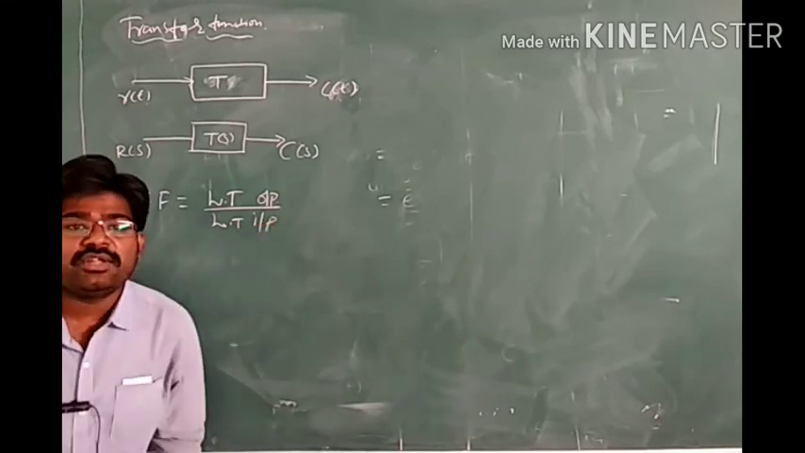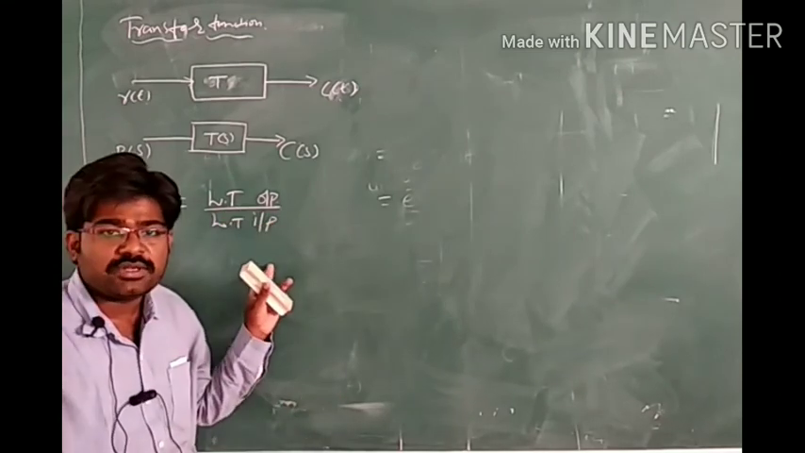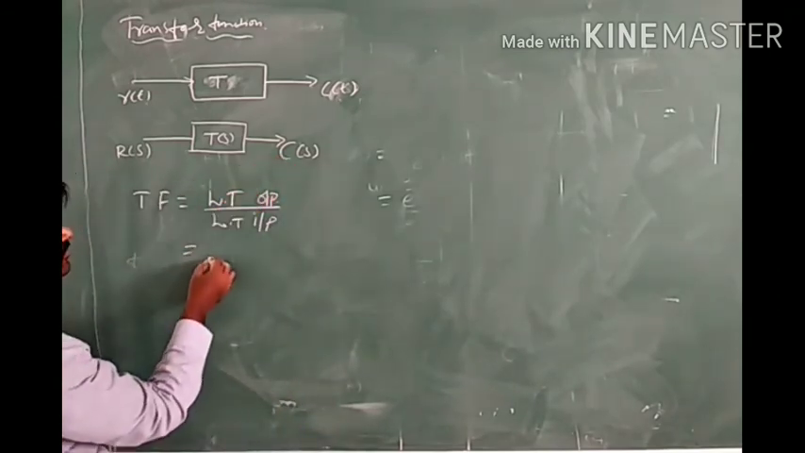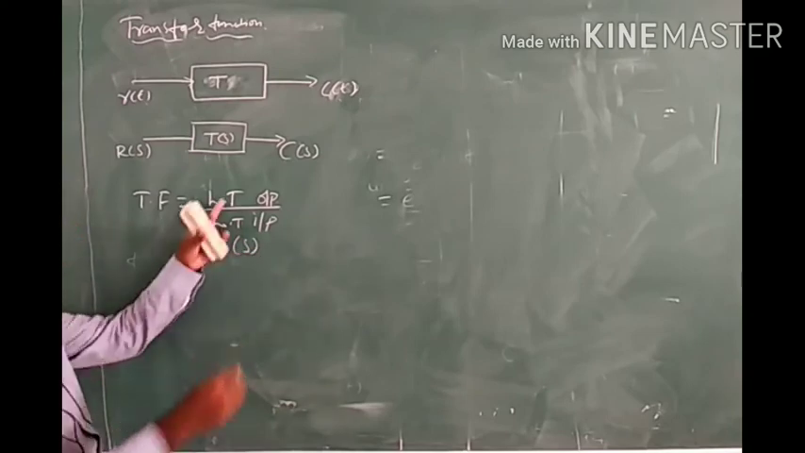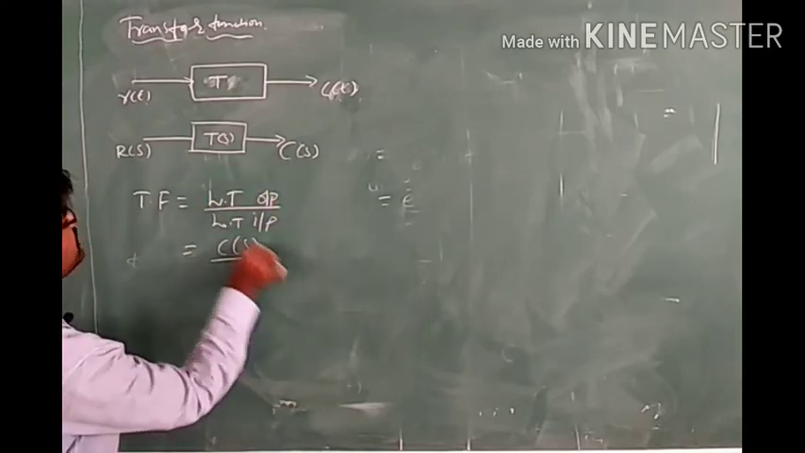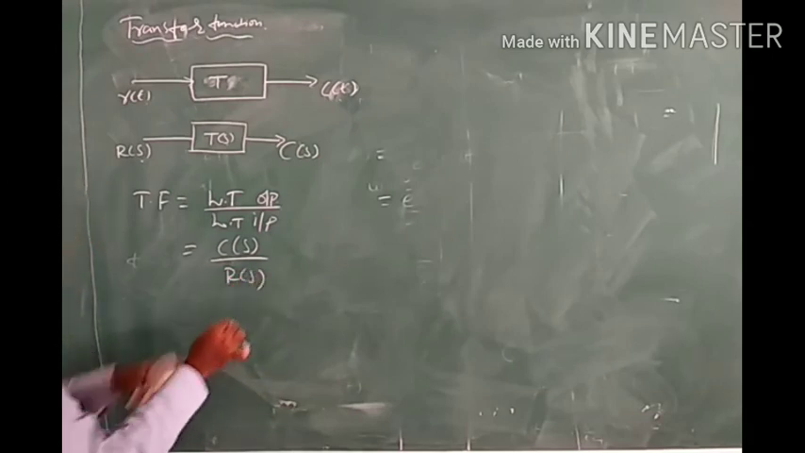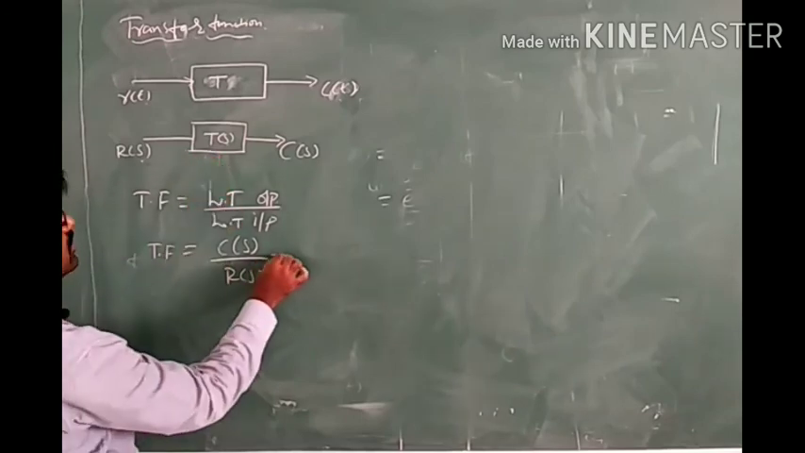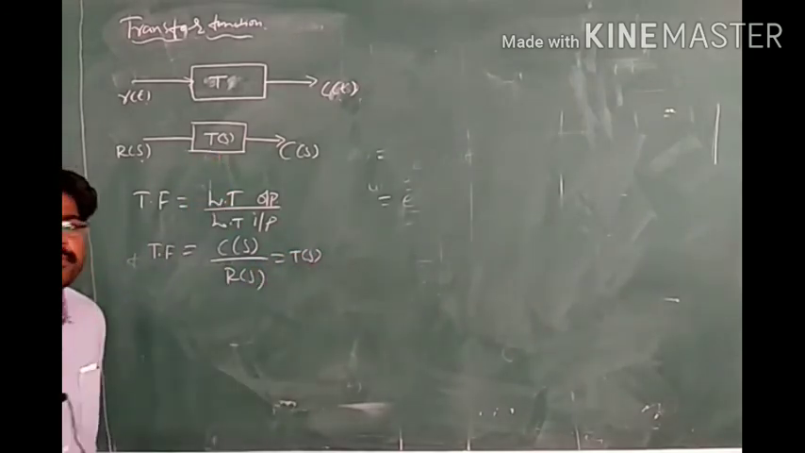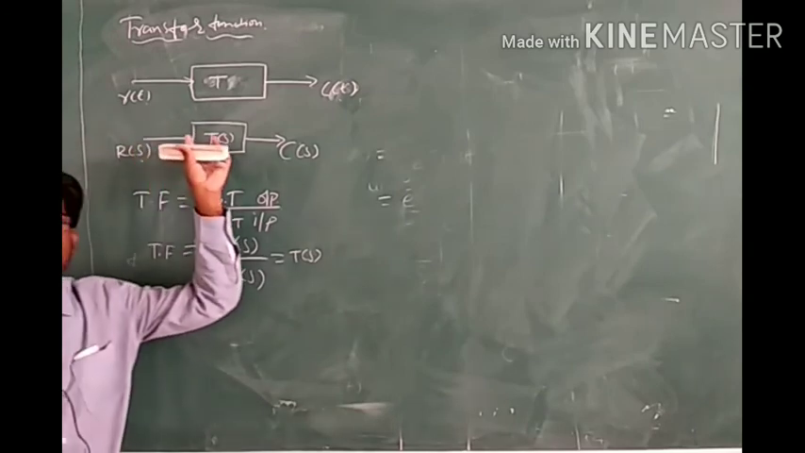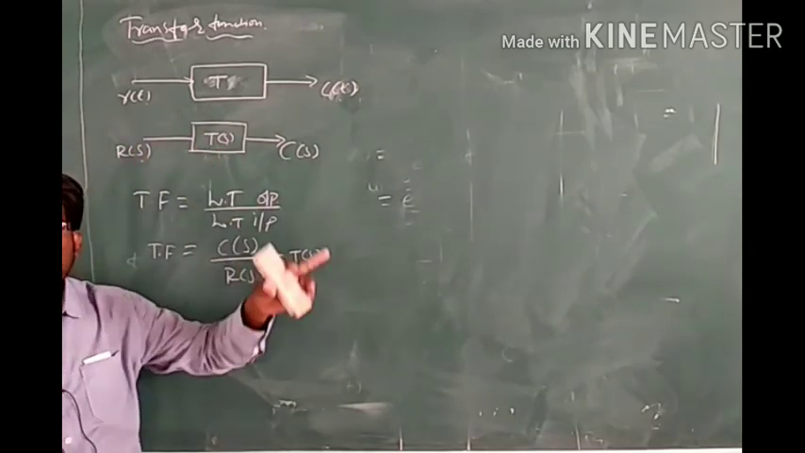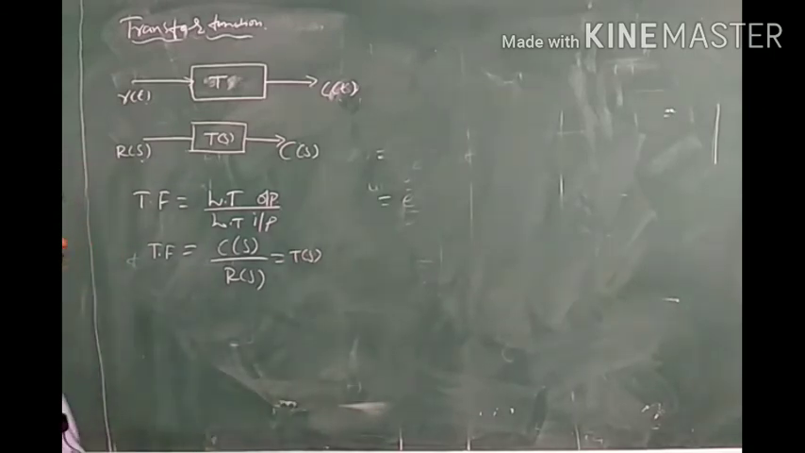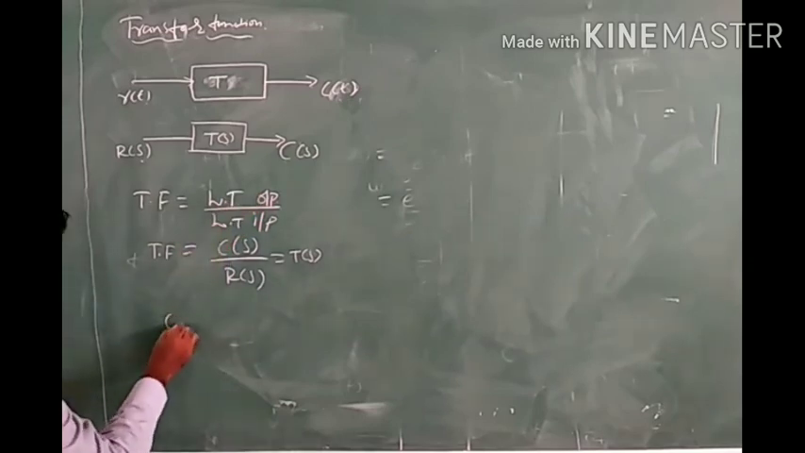So this is the definition of the transfer function, the ratio of Laplace transformation of output to Laplace transformation of input. So here output is what? C of S. I already wrote, this is in Laplace transformation only. What is the input? R of S. So C of S by R of S is nothing but the transfer function. You can say T of S also. So this is the transfer function of any given system. So transfer function is a ratio of Laplace transformation of output to Laplace transformation of input. Understood?